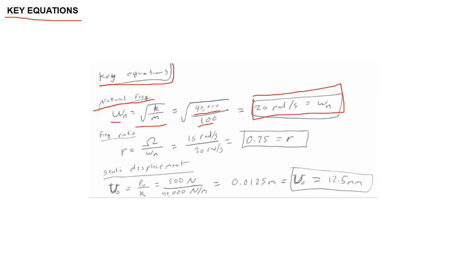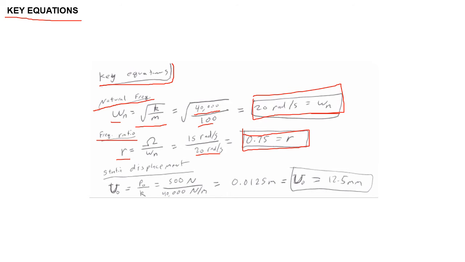Now, I also realize I'm probably going to need my frequency ratio. So my r is equal to omega over omega sub n, and now that I have my omega sub n from the previous equation, I can see that omega given to me is 15 radians per second, so divided by this omega sub n of 20 radians per second, I get my r value of 0.75.